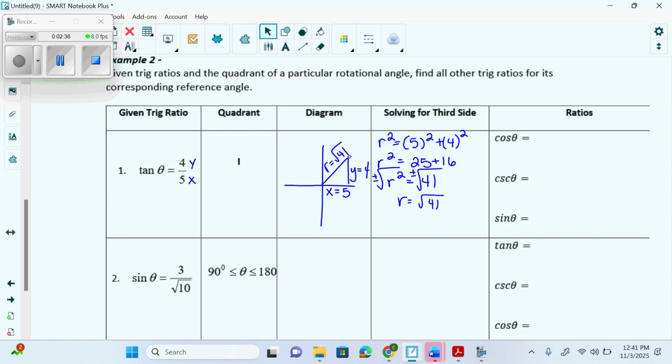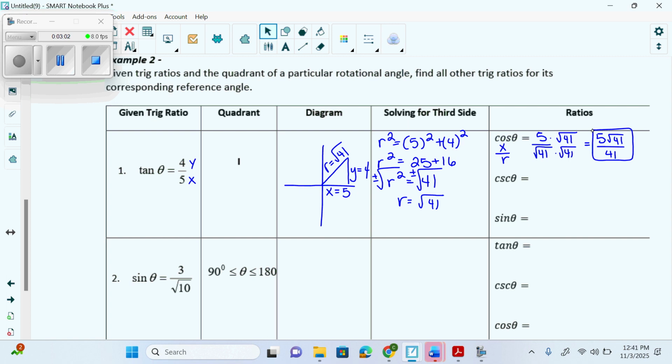Cos goes with cooked extra rice. So it's going to be 5 over root 41. Then we have to rationalize our denominator. And I get 5 root 41 over 41. Okay, and cosecant.